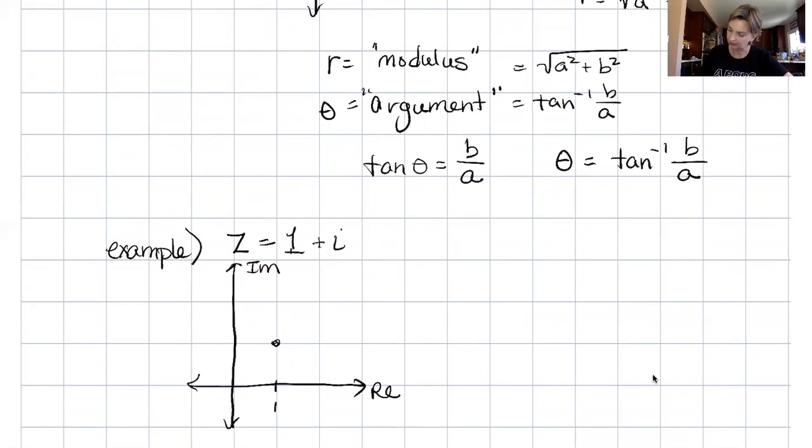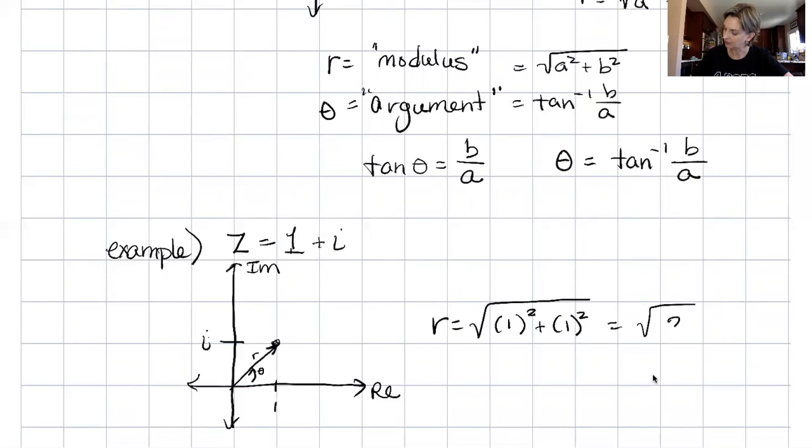This is a pretty small little number here, because we're at 1 on the real axis and 1 on the imaginary axis. Our vector just goes right there. It's pretty tiny. So we need to solve for r and the angle. Very small. Okay, so r is going to be the square root of 1 squared plus 1 squared, which is the square root of 2.